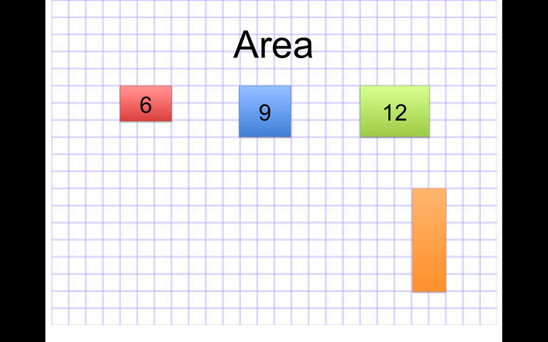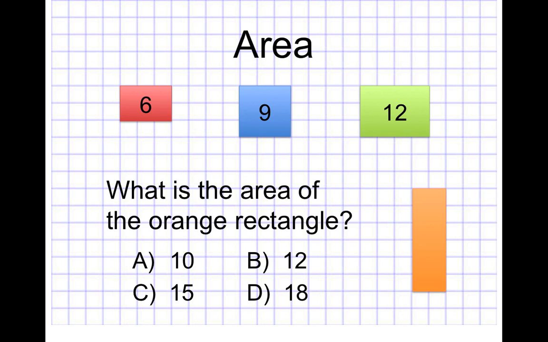Take a look at the orange rectangle. What is its area? The area of the orange rectangle is 12. You could count that it covers up 12 little squares. Also, you might have noticed that it was 6 squares tall and 2 squares wide. And to know the area of a rectangle, you can multiply those two dimensions.